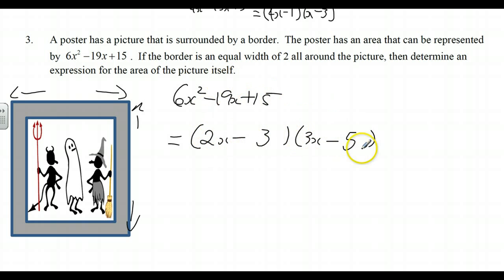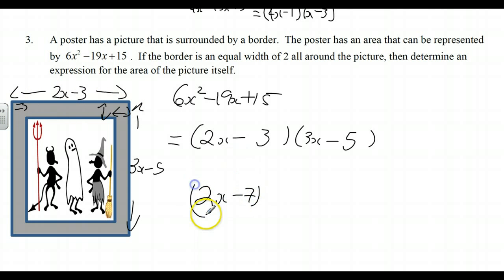If the border is a width of 2, then we're going to have to subtract 4, and that'll make this 2x minus 7. And again, we got 2 here and 2 here, which we're subtracting from that. This will be 3x minus 9. And an expression for that is 6x squared minus 18 minus 21, which is minus 39x plus 63. And that is an expression for the area of the picture itself.